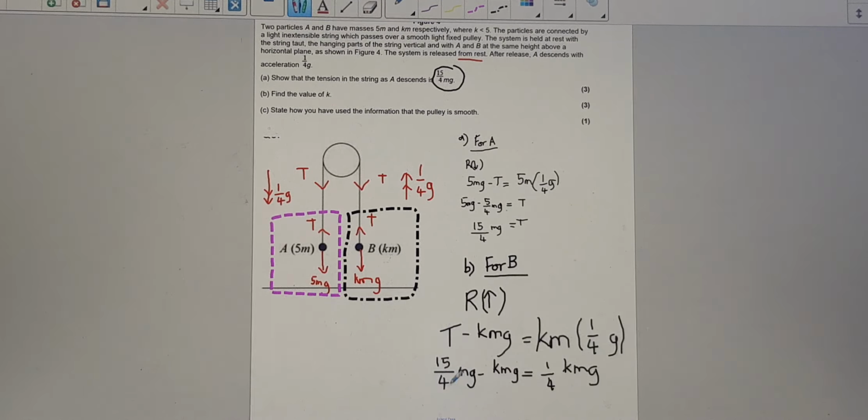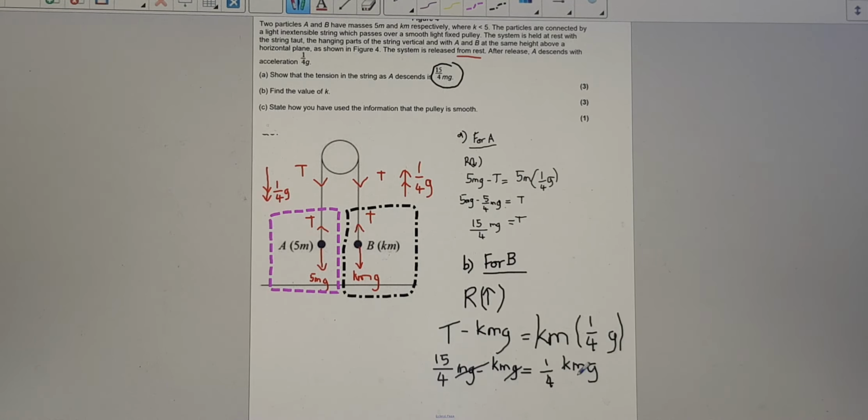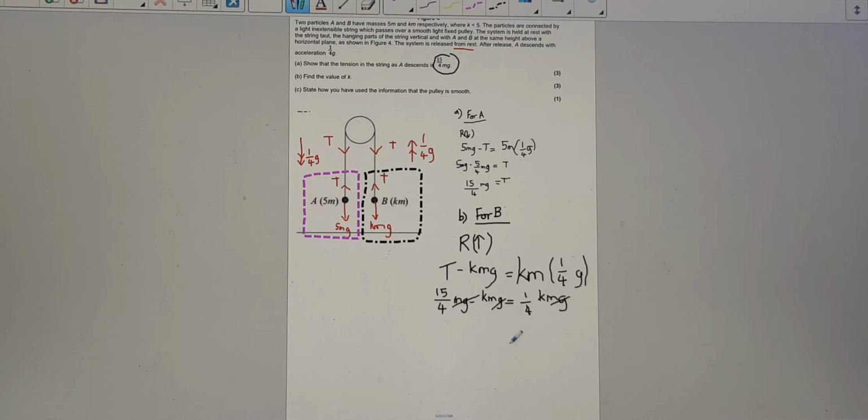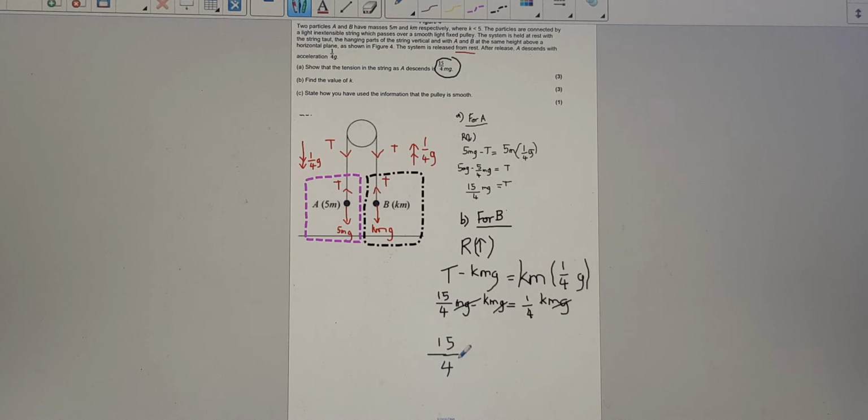Now, that's nice. Each of the terms has mg in it. So if I divide through by mg, all of the mg's are going to cancel. It's going to leave me with 15 quarters minus k equals 1/4 k. So let's bring that k over here and then solve to find it, and you should have got that k is equal to 3.